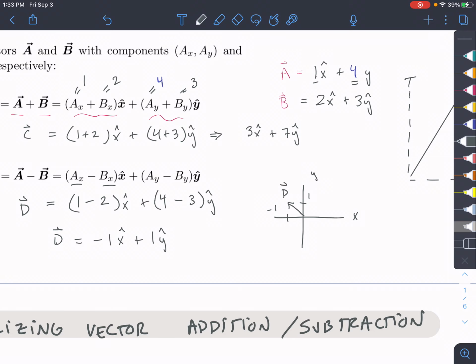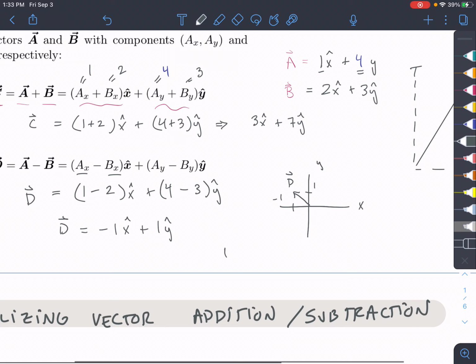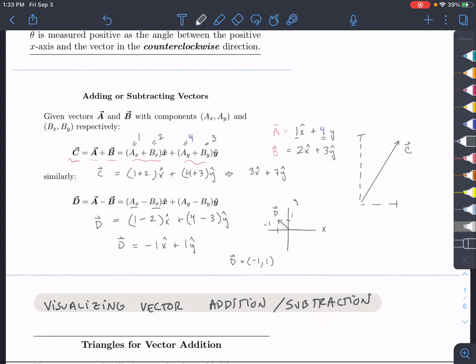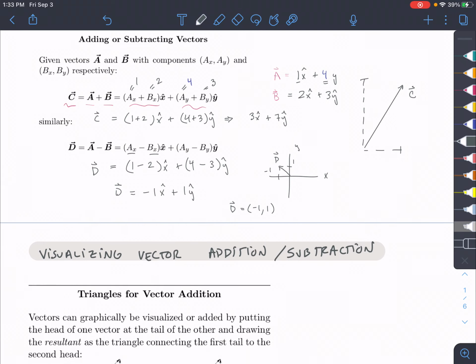Okay, so hopefully these are making sense. Again, if you thought about it this way as a point, you could also write your vector this way. This notation is okay as well. Okay, so hopefully so far so good.